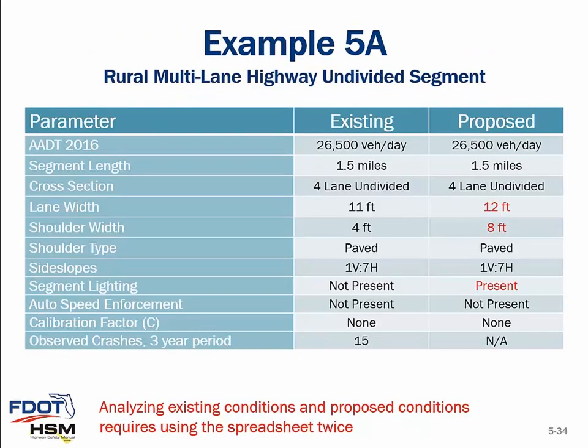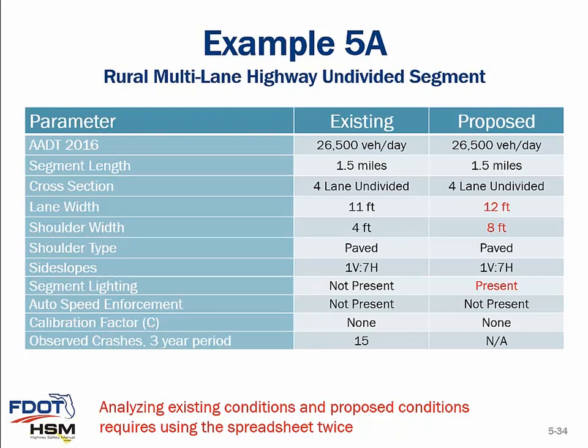So now let's look at an example problem I will call 5A, which pertains to a rural multi-lane undivided roadway. In this, we have certain factors that you need for both your safety performance functions and for your crash modification factors. The AADT is provided, and the length of 1.5 miles is provided. But as you look between the existing and proposed, there are some changes in conditions.